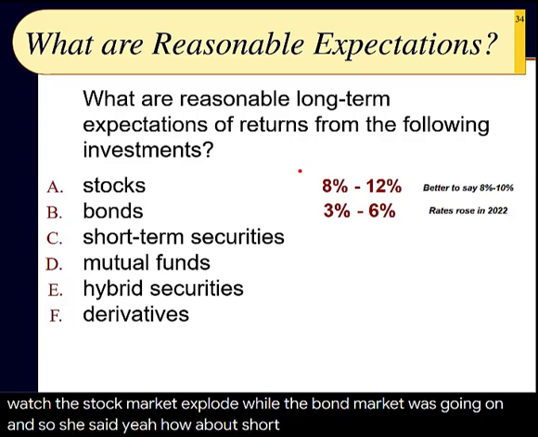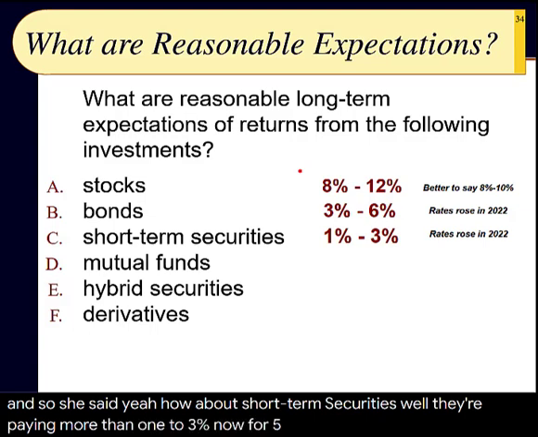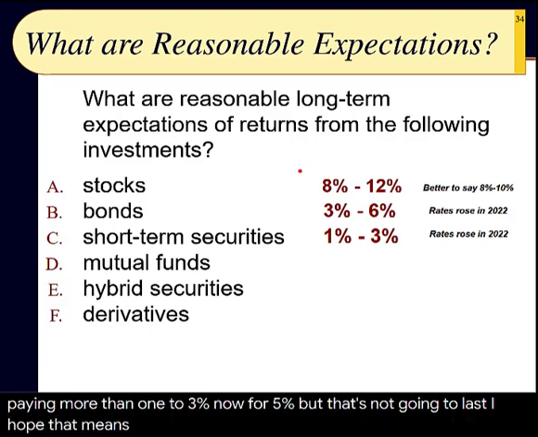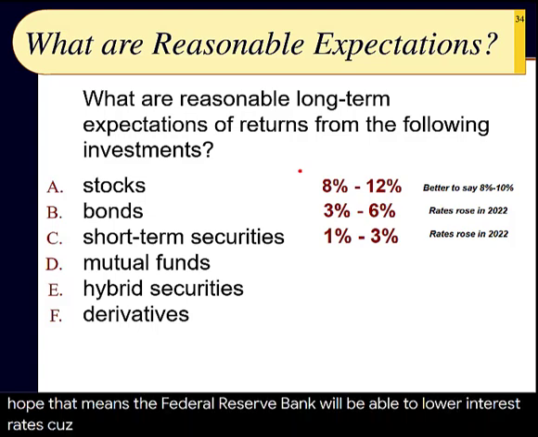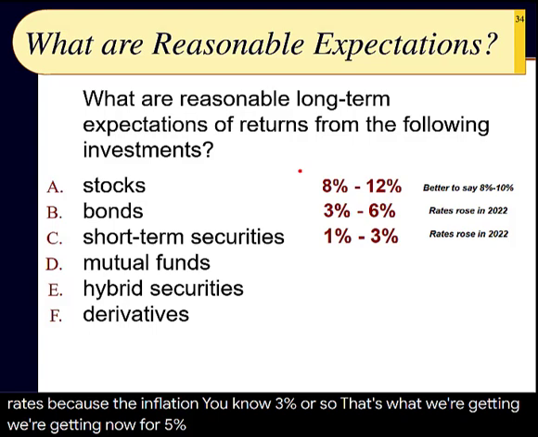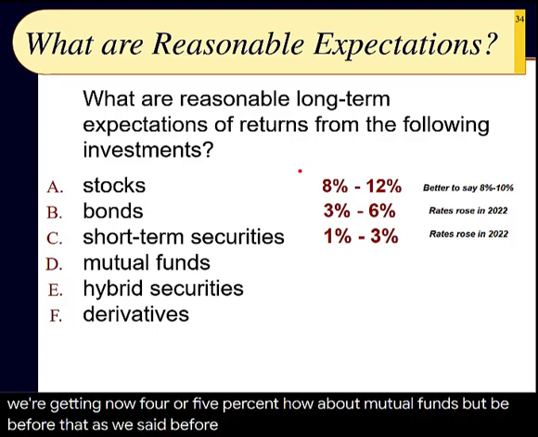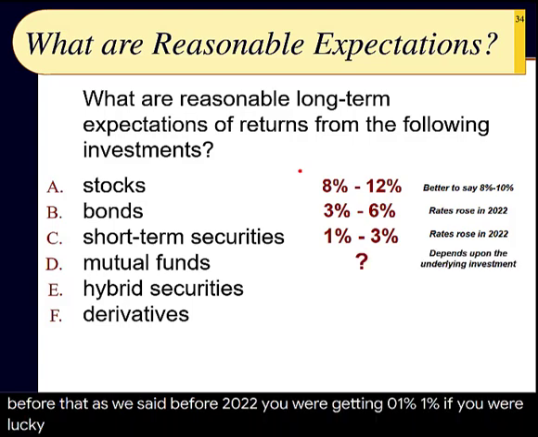How about short-term securities? Well, they're paying more than 1 to 3% now, 4 or 5%, but that's not going to last. I hope it means the Federal Reserve Bank will be able to lower interest rates because the inflation will have cooled off to the point where they're saying, okay, we can bring them back to 3% or so. So that's what we're getting now, 4 or 5%. Before 2022, you were getting 0.01%, 1% if you were lucky. How about mutual funds? Well, we don't know.